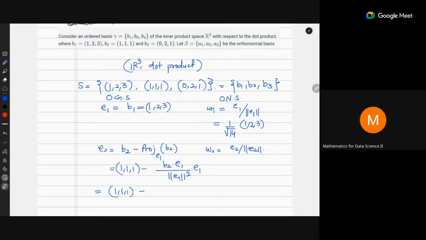What is the dot product of B2 and E1? It is 6. And what is E1 squared? E1 squared is 14. And what is E1? E1 is 1, 2, 3.